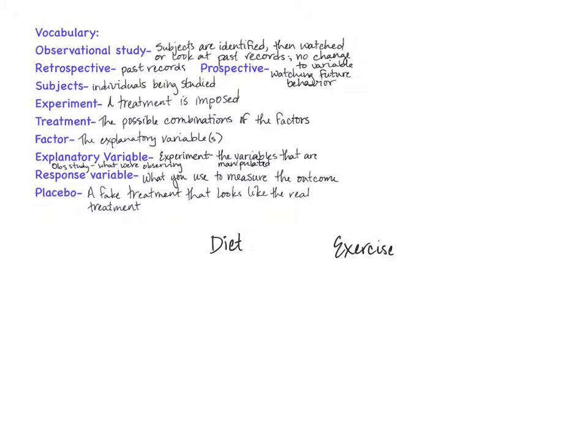So those are two of my factors. Those are two explanatory variables in this experiment. And let's say I have two different diets. I have a vegan diet and I have a low carb diet. And actually, I probably want to do a third that is just a regular omnivorous diet, whatever you want to call it. So these are all levels of this factor. Vegan, regular, and low carb. I have 3 levels of the diet factor.